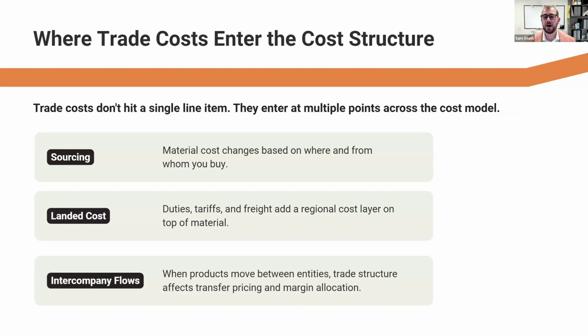The third is intercompany flows. This one is the most relevant for multinational organizations. When products move between entities within the same company, trade structures affect transfer pricing and how margin can get allocated across the businesses. A tariff change in one region can ripple through the intercompany cost structure in ways that aren't obvious until you model them explicitly. Now, the common thread across all 3 of these is that trade costs are structural, not incidental. They need to be designed for into the model, not layered on after the fact.